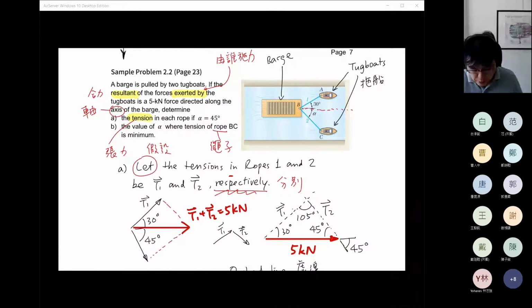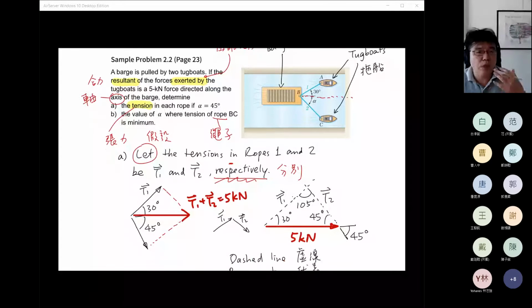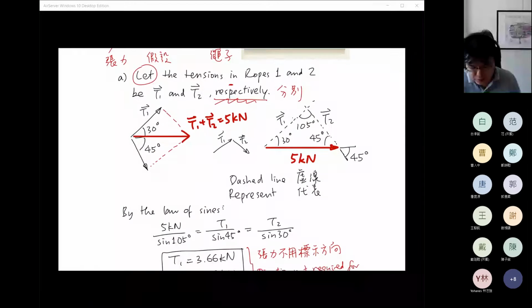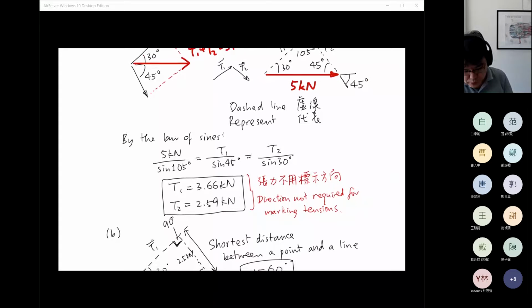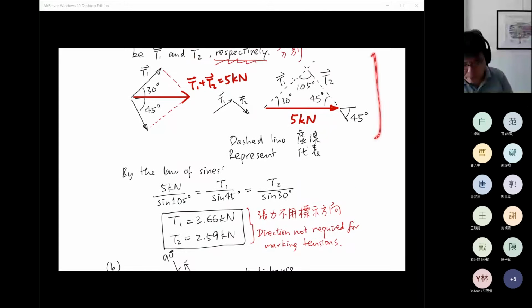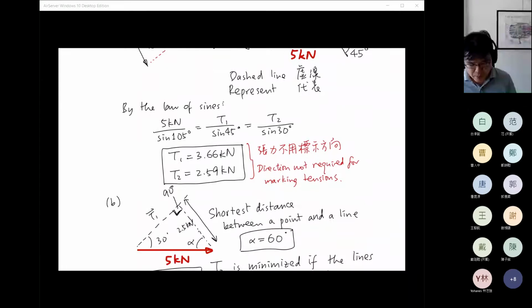In sample problems 2.1 and 2.2, we only dealt with addition of forces as vectors. In the course of doing calculations, I'm confident about your mathematics, so we always use the law of sines or law of cosines to do our calculations. I strongly recommend you draw figures before doing calculations. Please draw figures before doing calculations, okay?